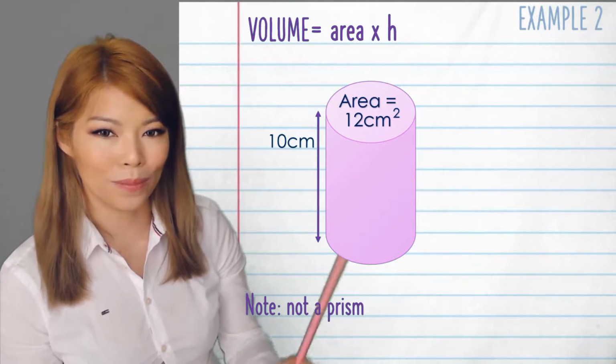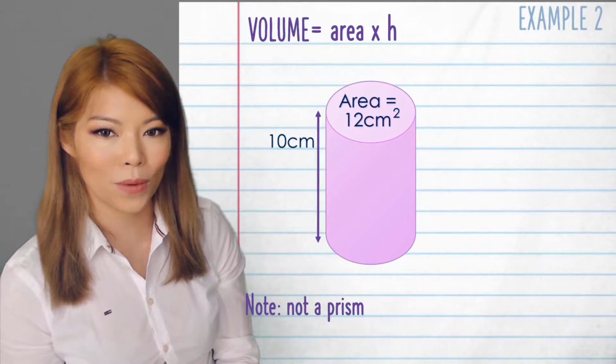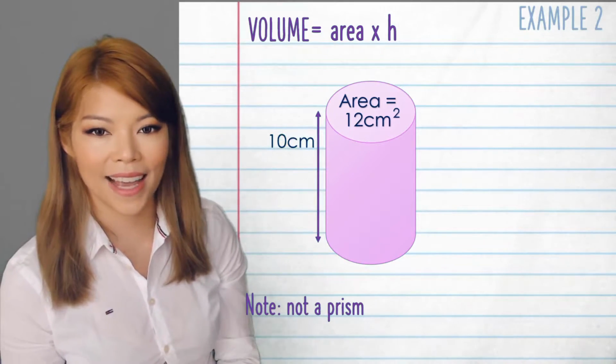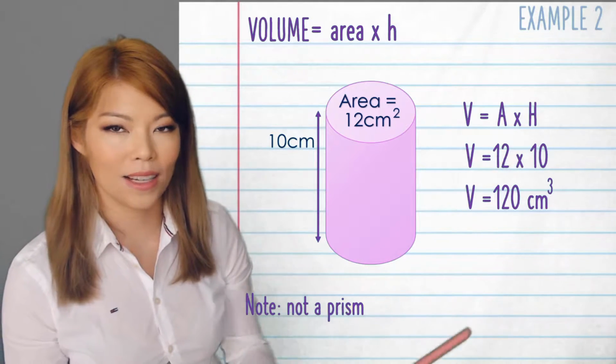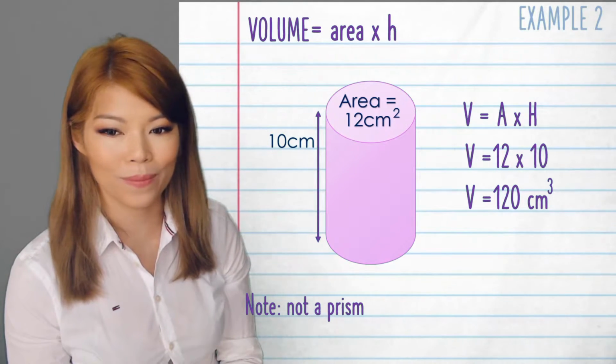Let's try example 2. The area is given to us as 12 centimeters squared and the height is 10. So we can put A times H, 12 times 10 is equal to 120 centimeters cubed.